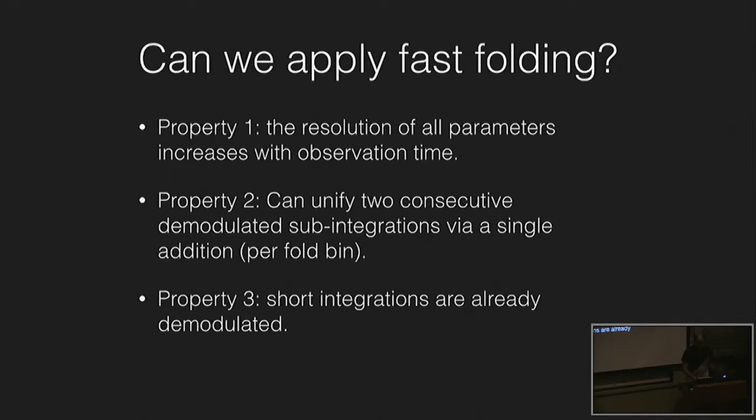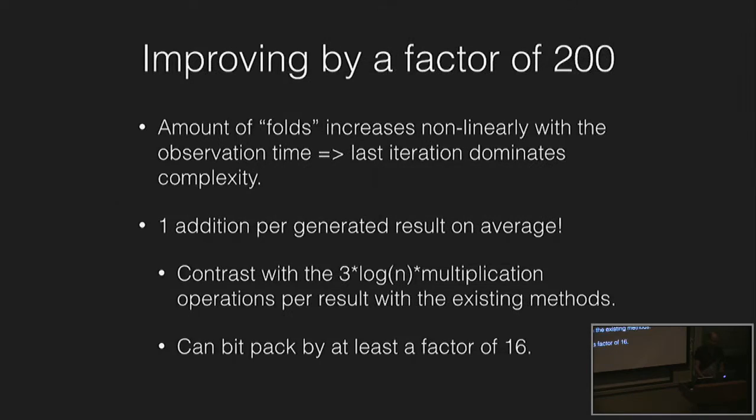But the thing that goes for you is, if I have 2 pieces of the data, and I already calculated all the relevant folds here and all the relevant folds here, I can generate all the relevant folds in the entire data set just by 1 addition per result. Okay? More details in the talk tomorrow. I'll be much slower on this. Okay? So this improves by a factor of 200.